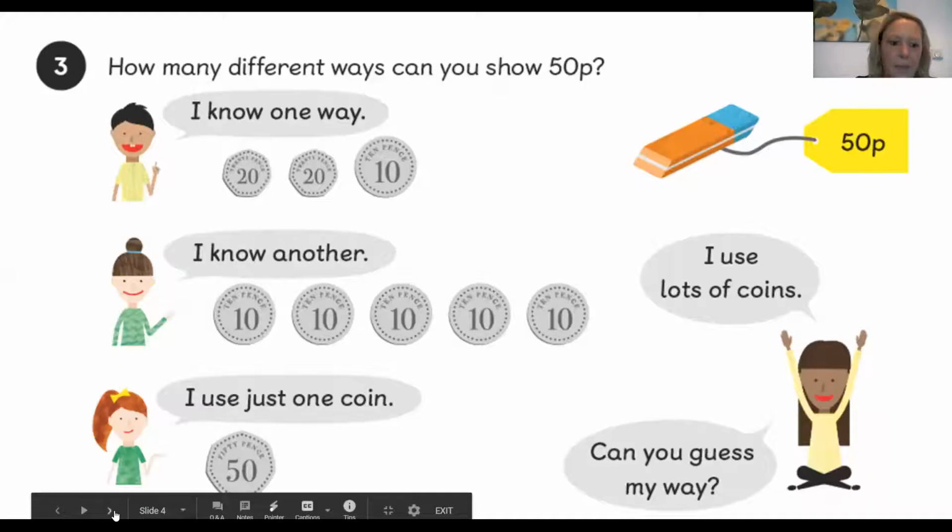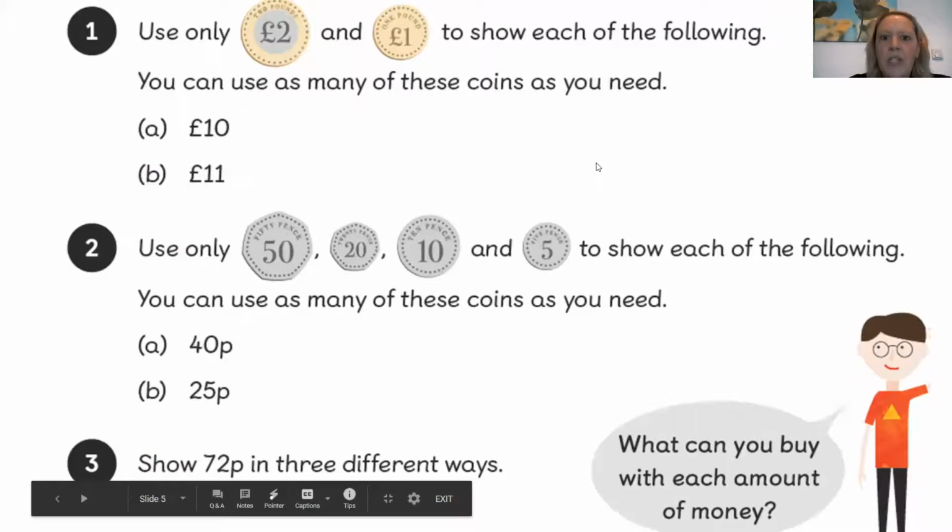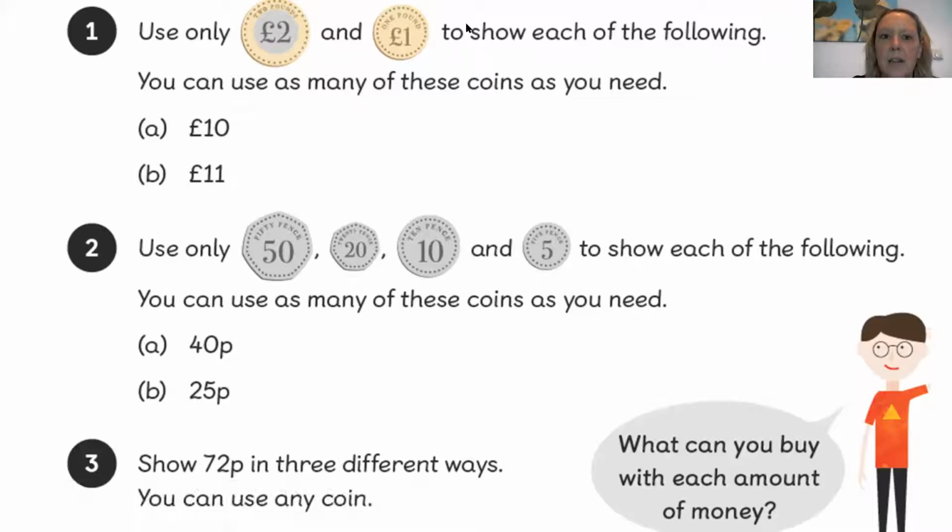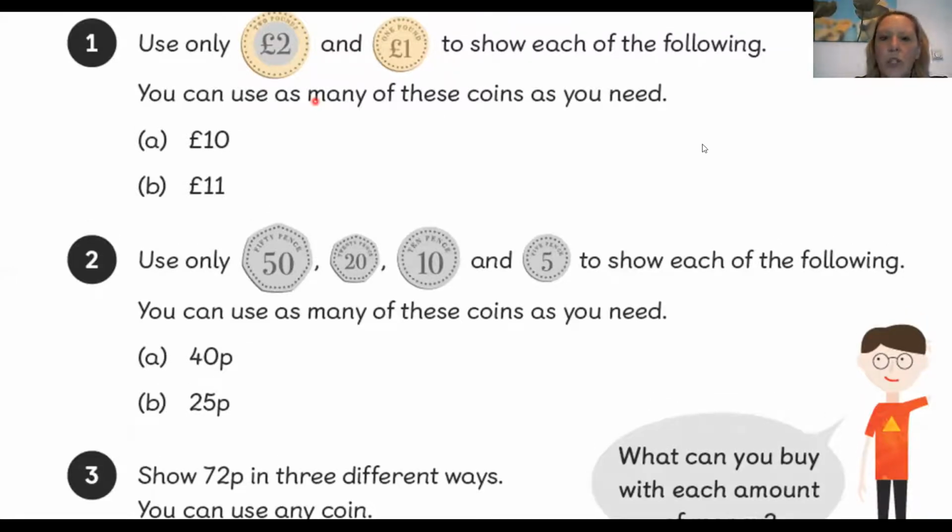Okay, I'll go back to sharing my screen because I've got another challenge for you in a minute. So this one, again, you're going to pause the video. You can only use £2 coins and £1 coins to show each of the following. You can use as many of these coins as you need. So I want you to find £10 and I want you to find £11.